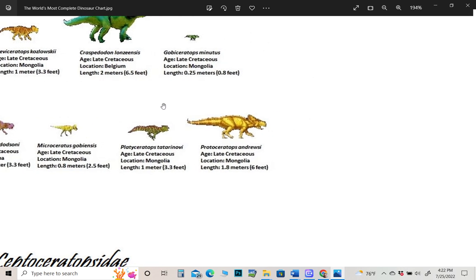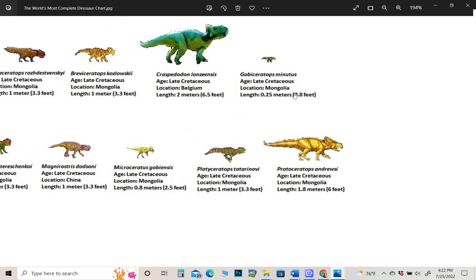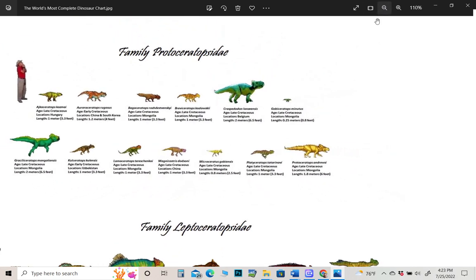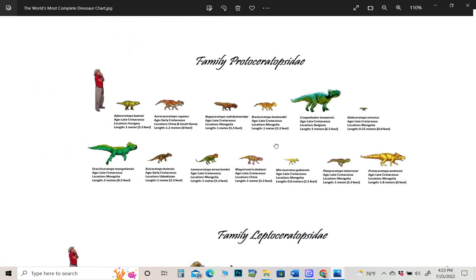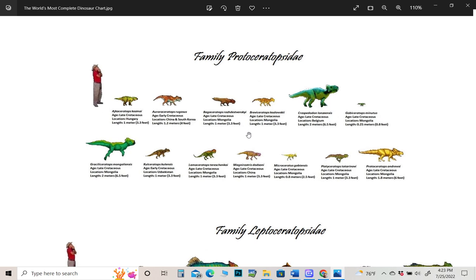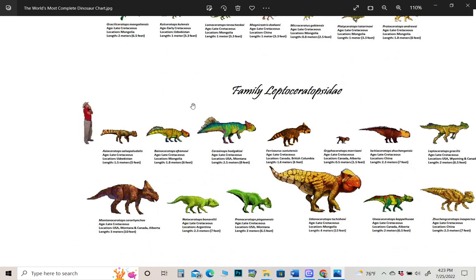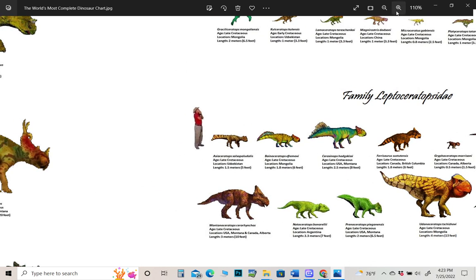Platyceratops, and then Protoceratops, the famous dinosaur. Remember when they had those old displays with Oviraptor trying to steal eggs from Protoceratops, and we discovered that Oviraptor was not really an egg thief at all? It was probably herbivorous as well. And then the Leptoceratopsids.